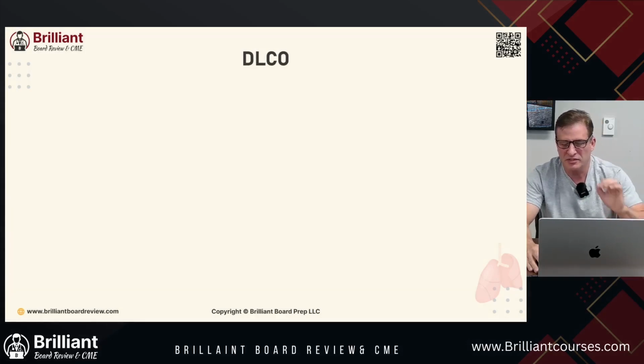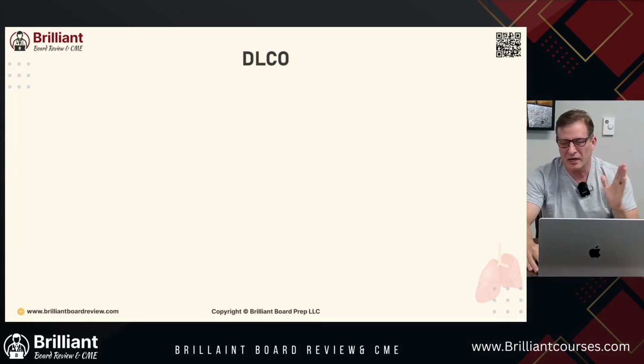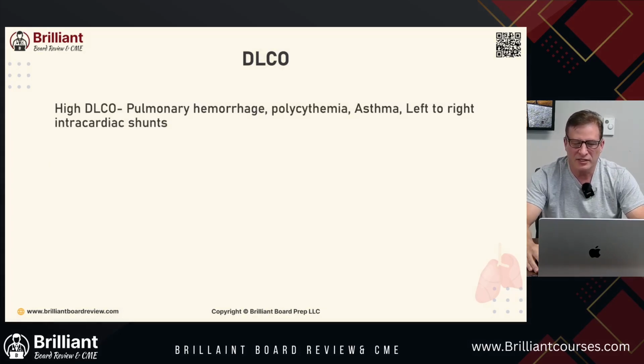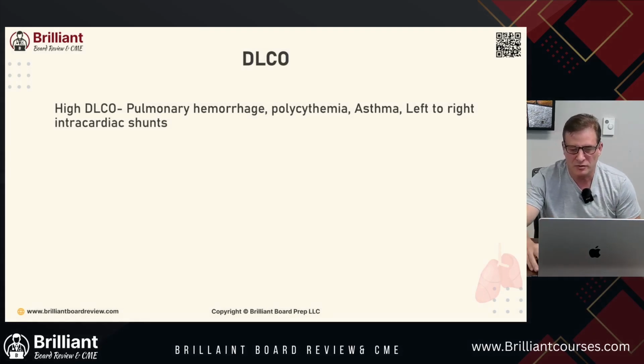DLCO, remember, is the diffusion capacity of the lungs for carbon monoxide. Yes, we're not trying to poison them. We're giving small doses and seeing how it transfers over the alveolar surface to the red blood cells. High DLCO can be seen in pulmonary hemorrhage, polycythemia, asthma, and right to left intracardiac shunts, because remember, there's more blood. With pulmonary hemorrhage, more blood means faster transmission of the CO molecule, the carbon monoxide molecule.